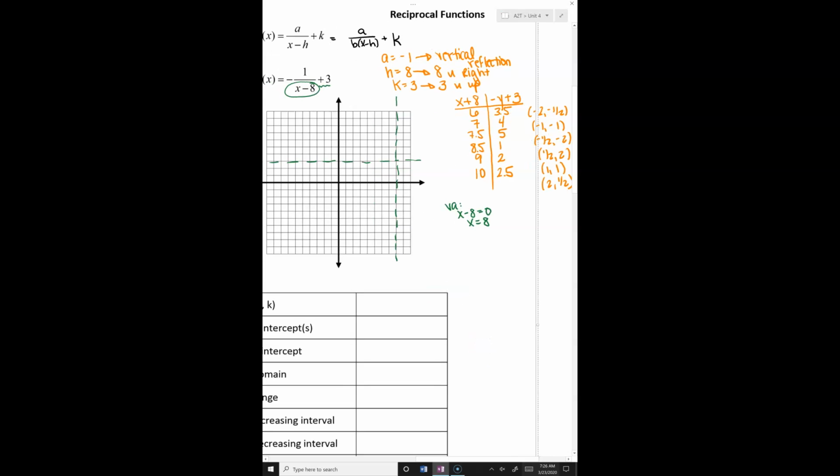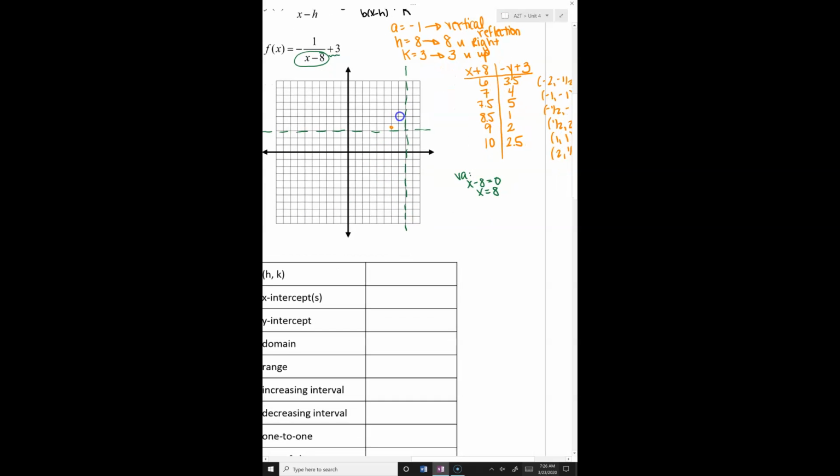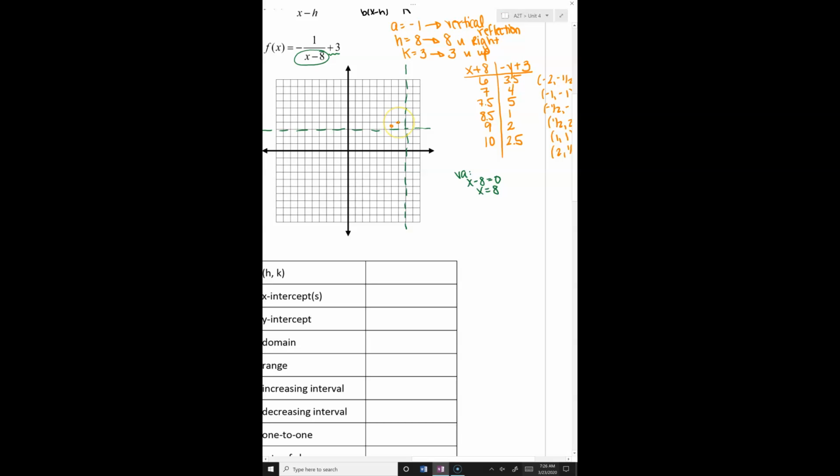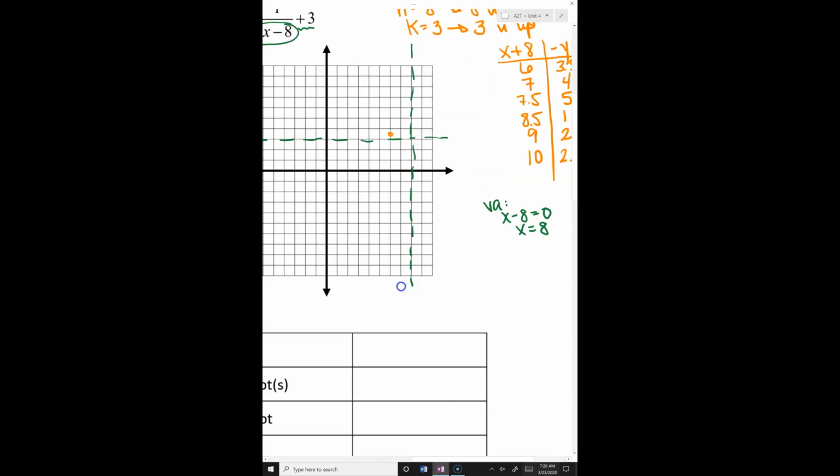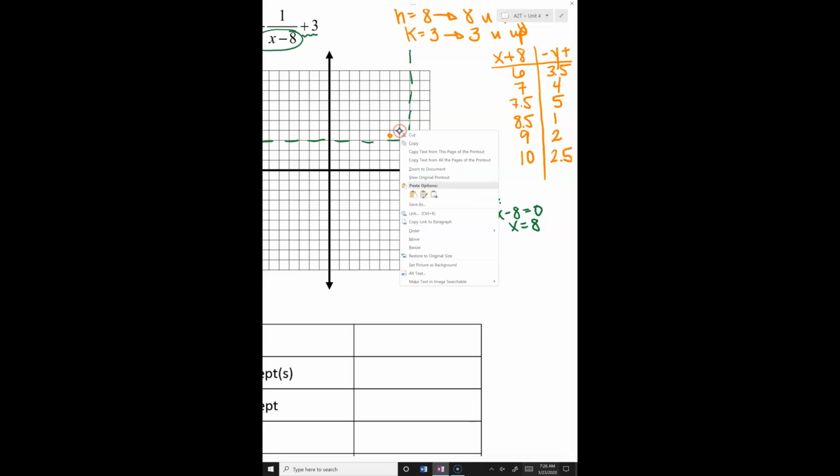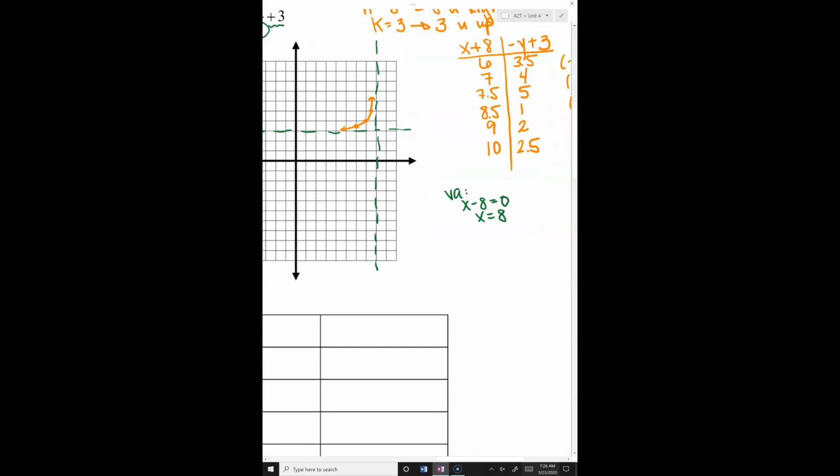So then 6, 3.5. And then 7, 4. Oopsies. Sorry. There we go. And then 7.5, 5. Okay, and we'll connect them. My points are closed, you guys, but I know they look open because it's so touchy right now. 8.5, 1, 9, 2, and then 10, 2.5. Excellent. There it is.